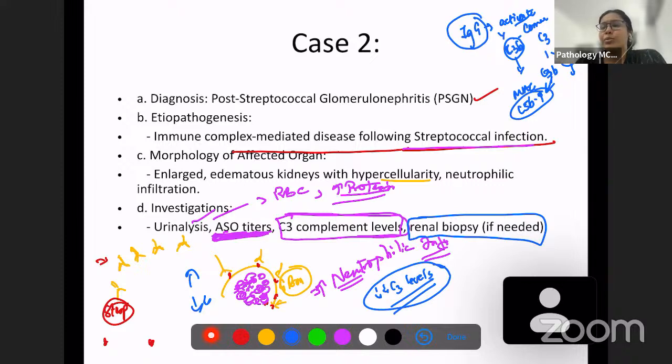Okay, so histopathologic findings, remember hypercellularity, neutrophilic infiltration, and most important, electron microscopic findings. We just discussed subepithelial humps, subepithelial humps in post-streptococcal glomerulonephritis. All right.